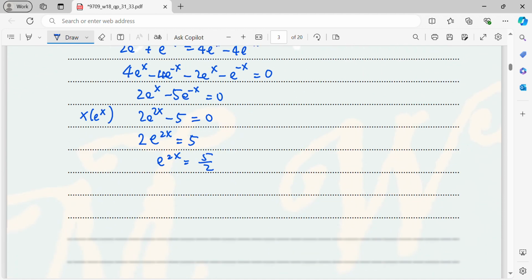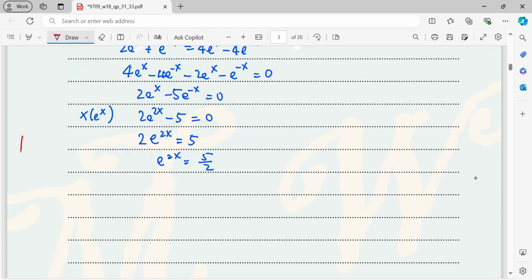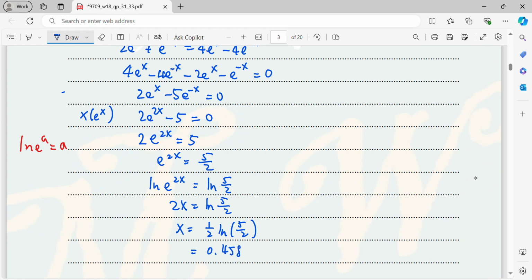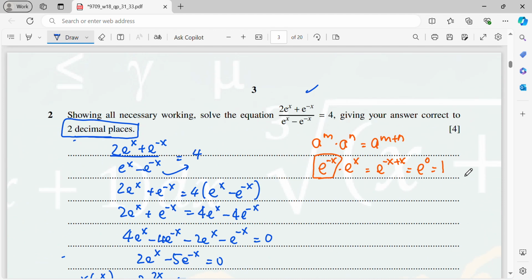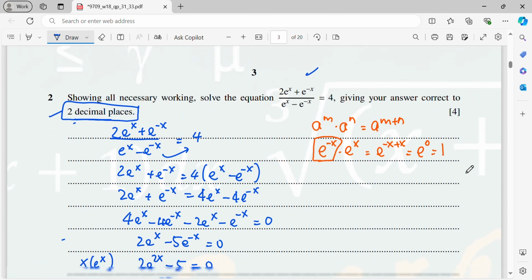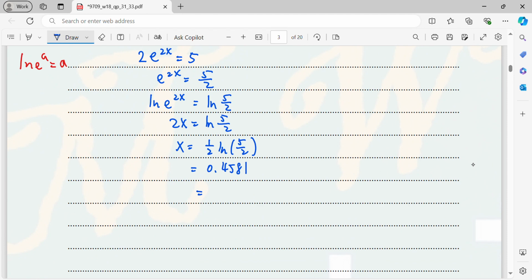Now to get the x, we need to apply this formula: ln e^A is A. Therefore, to eliminate the e, just take ln on both sides. So ln e^(2x) equals ln 5 over 2. Left side, 2x. Then x will be half ln 5 over 2. Then just press the calculator. This is 0.4581. The question mentioned 2 decimal places, therefore just round up to 0.46. So that's your x value.